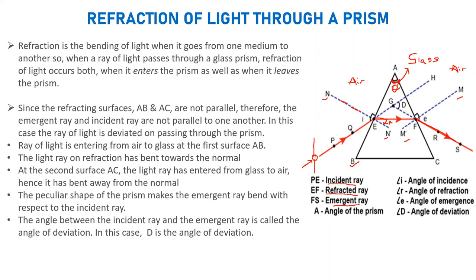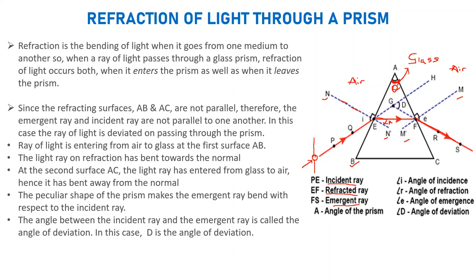Now what comes now? Emergent ray. So the angle of emergence is the angle between the emergent ray and the normal, and the normal here is M. Now what we have to see, it is very important, this ray which is coming out from the glass to air, because of the change in the medium, glass was a denser medium, air is a rarer medium, so this ray is getting refracted away from the normal.